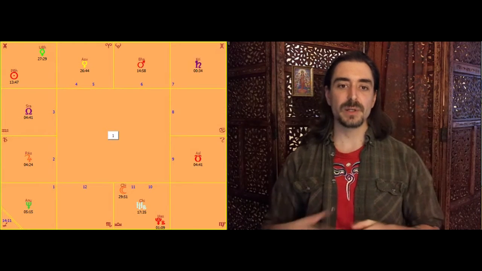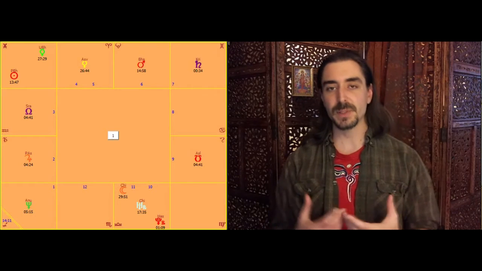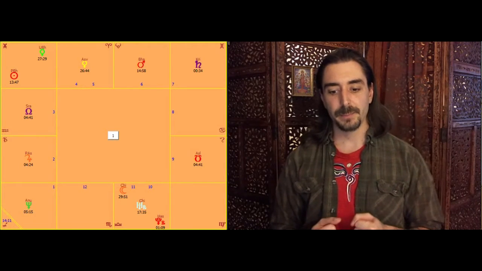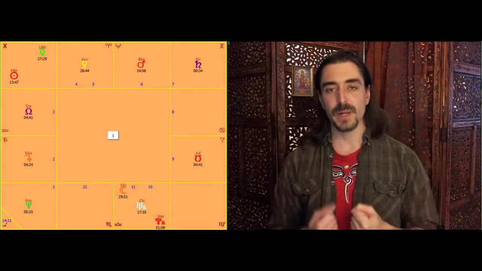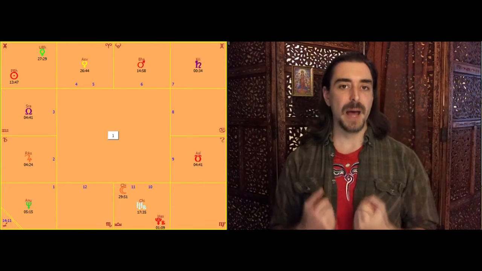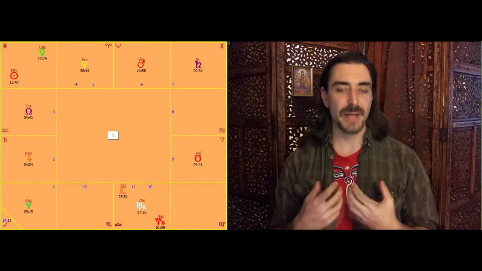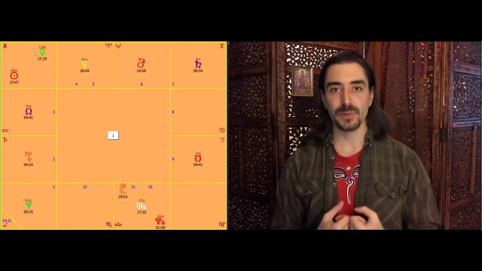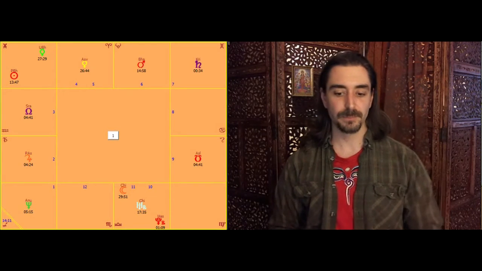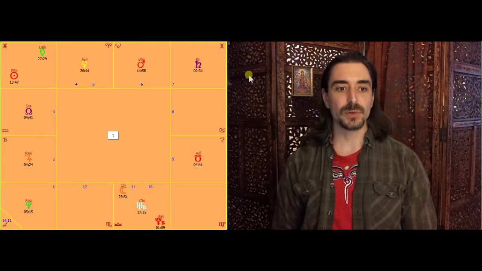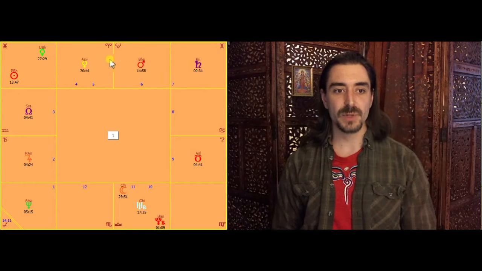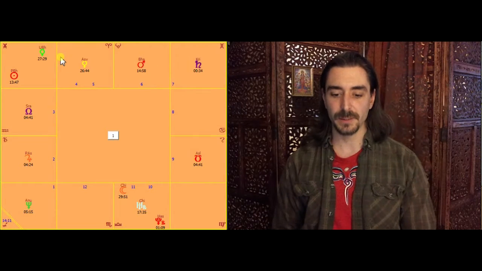Now, exaltation and debilitation. Essentially what we're going to go over is the placements of the planets within the chart when they are exalted, when they are in their most powerful, most naturally raw, powerful state. Raw power, that's what we want to think about. So we have the Sun exalted in Aries. Anytime the Sun is in Aries, it is exalted there.